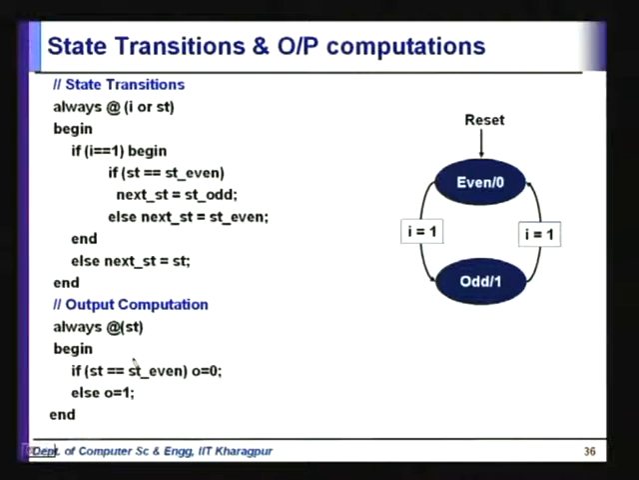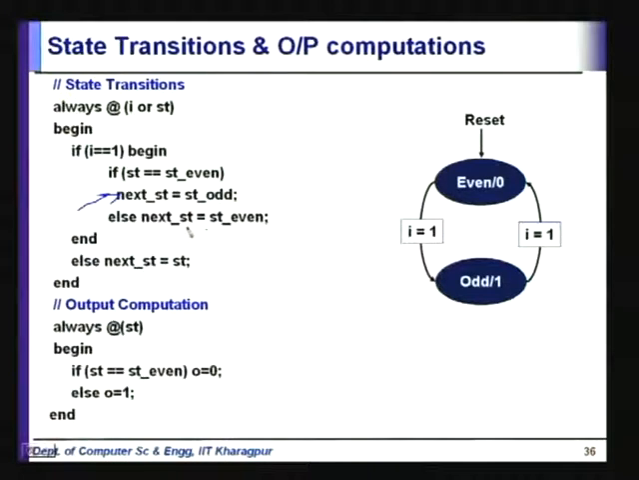Now let us look at the state transition function. This is a state transition function where, always at a change of the input or a change of the state, we do the following thing. If I is 1, that means that we have got another 1 in the input. Then if the state is even, we change the state to odd. In other words, we assign the next state to odd, and otherwise the next state is assigned to state even.